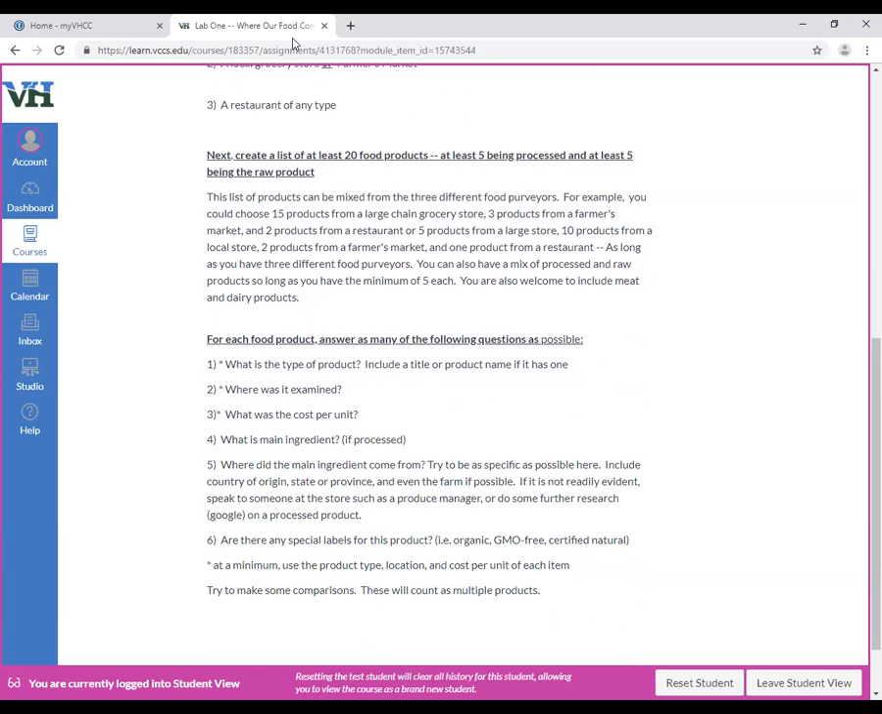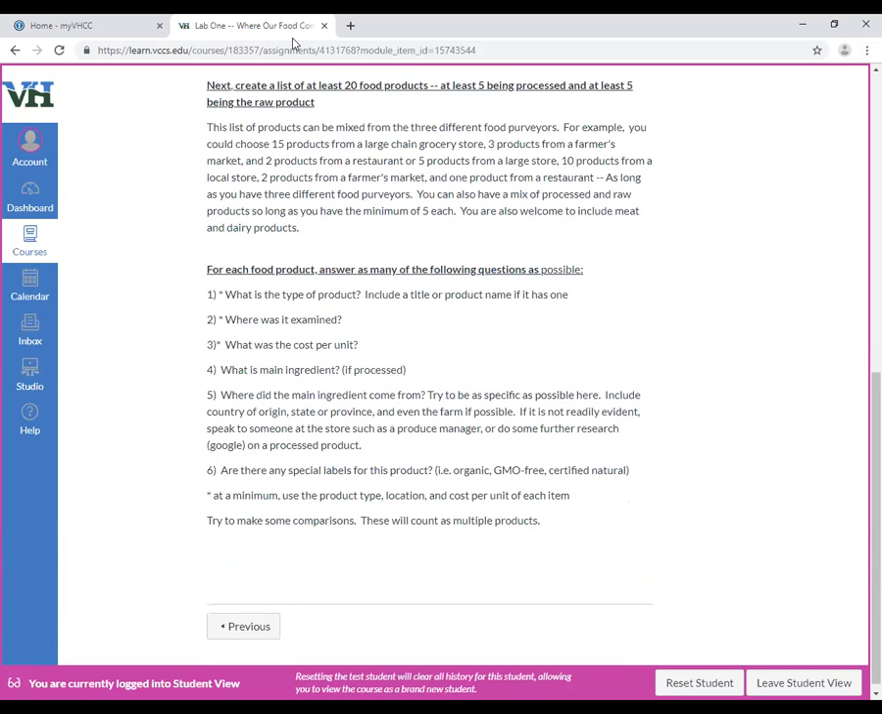Then for each food product, you got the list of 20. You want to answer as many of the following questions as possible. At the minimum, answer what is the type of product, and include a title or a product name if it has one, a brand name if there is one, where it was examined. So, what was the food purveyor that you were looking at? What is the cost per unit? What is that unit? What is the main ingredient if it is processed?